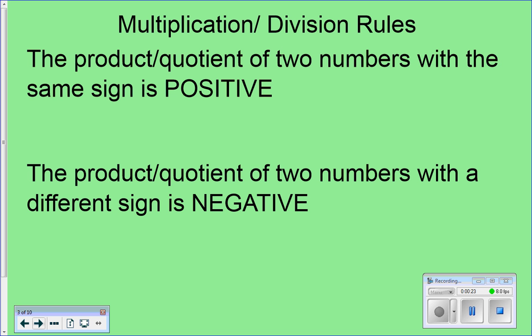If you have two of the same sign, so two positives or two negatives, your answer is always going to be positive. If you have two different signs, your answer is going to be negative. For example, if I have a positive multiplying a positive, my answer is positive. If I have a negative multiplying a negative, my answer is positive. And that works if there was a division sign in there too.